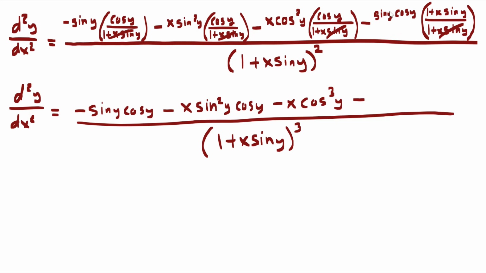Now let's just distribute this. So sine y cosine y gets distributed to the 1. Don't forget there's a minus there, so this would be this times 1. Then it'll be negative sine y cosine y times the x sine y. So this would be x sine squared y cosine y. Ooh-wee.